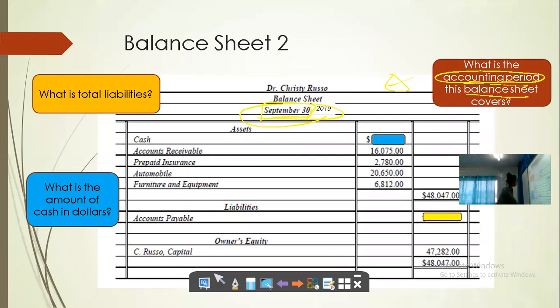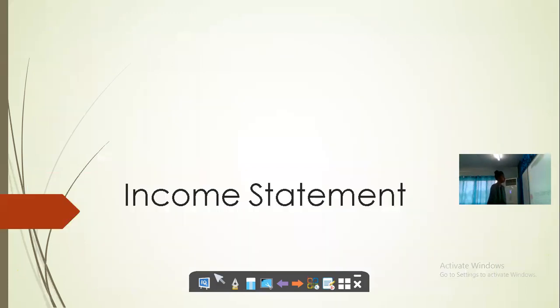Any questions here so far? No? No. Okay. Let's see. So you guys were right. So 30th of September. Now we're moving on briefly to our new financial statement.